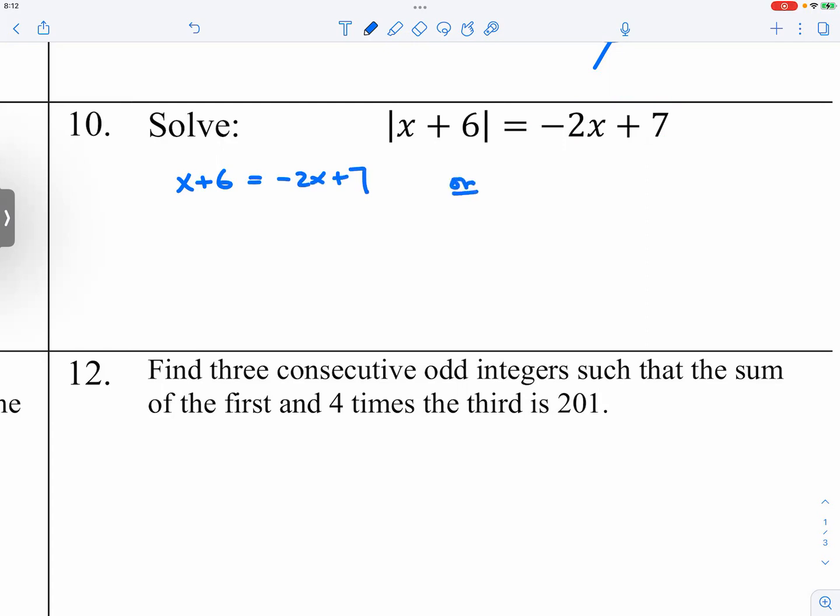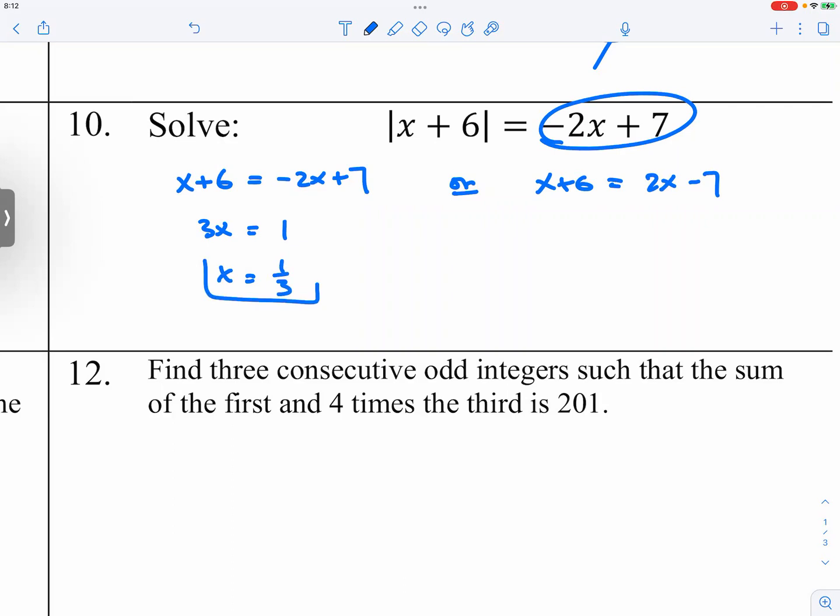And then we say, or x plus 6 is equal to 2x minus 7, which is the negative of the right-hand side. So that's why you have 2x minus 7, because the negative of negative 2x is positive 2x, and then the negative of positive 7 is minus 7. And then you just go ahead and do the usual thing. A lot of students somehow make careless mistakes when they do this, so make sure you don't make careless mistakes.